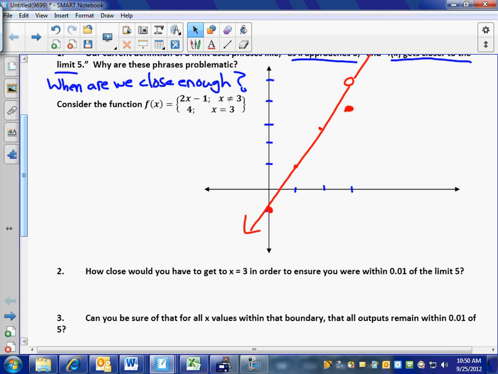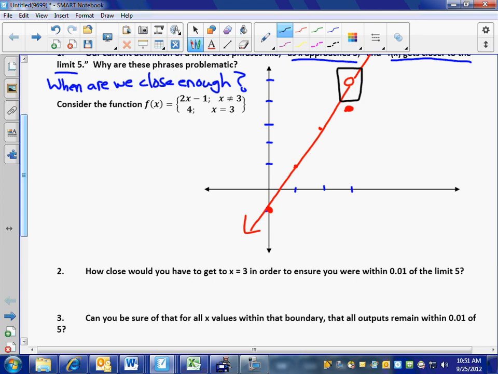If we want to talk about the limit in this scenario, I want to talk about those values that are very, very close to that open circle. I mean, if we're talking about the limit, I want to zoom in on this spot right here, and keep zooming in further and further to ensure that my y values are getting very, very close to 5.